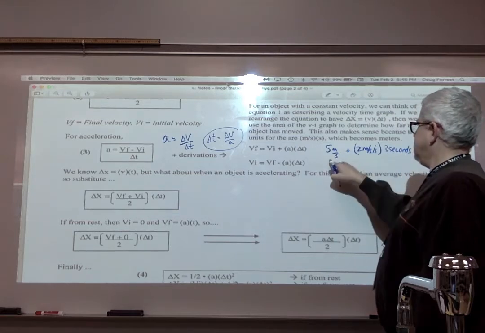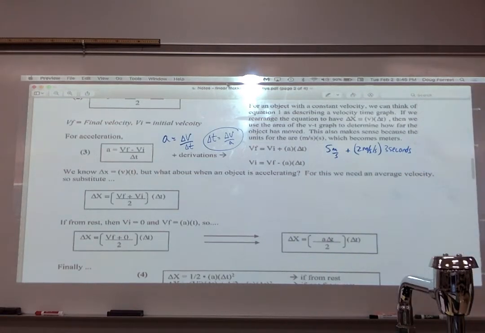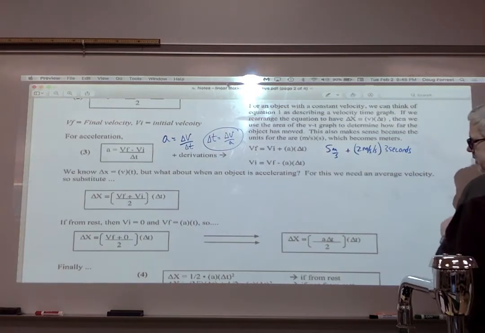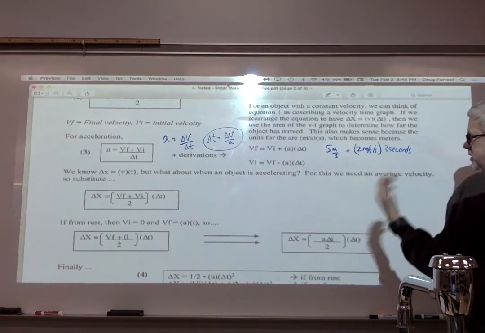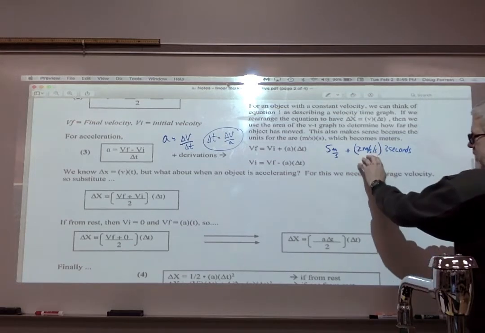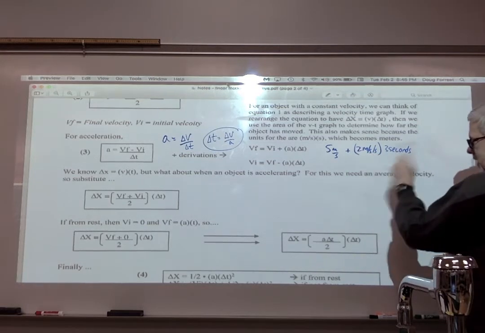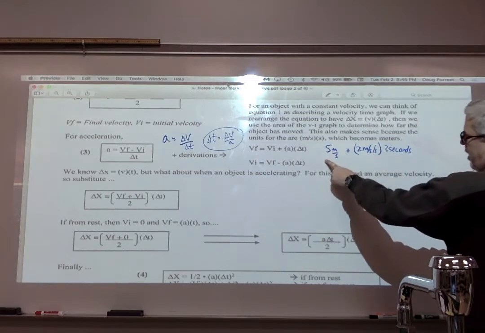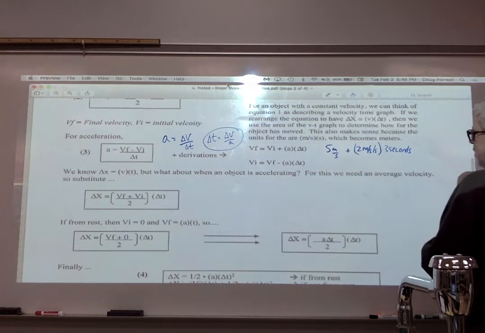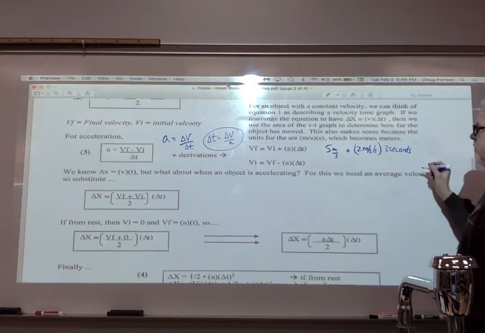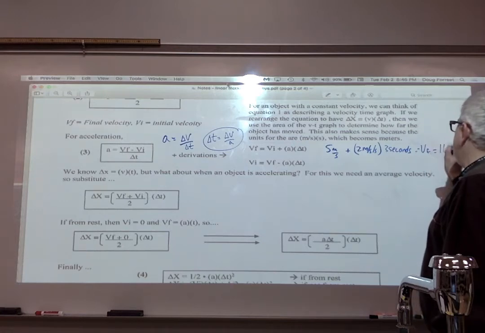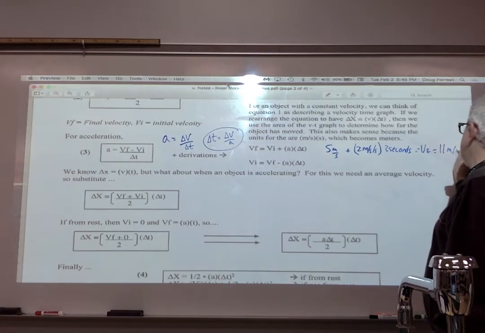At 0 seconds, I'm moving 5 meters per second. After 1 second, I've added an additional 2 meters per second. So 5 plus 2 would be 7 meters per second. So I'm adding 2 meters per second every second. I'm doing that for 3 seconds. So 5 plus 2 times 3, after 3 seconds, my final velocity would equal 11 meters per second.